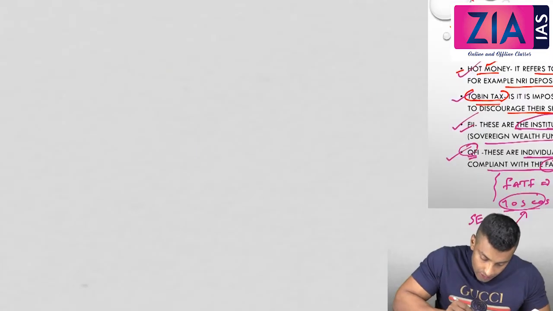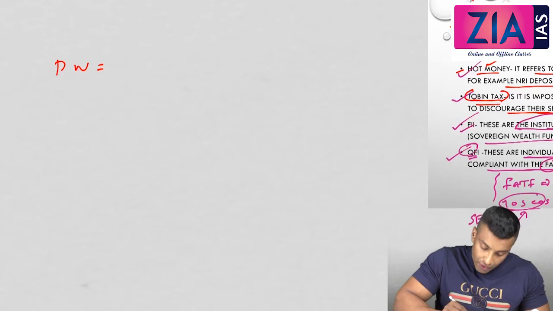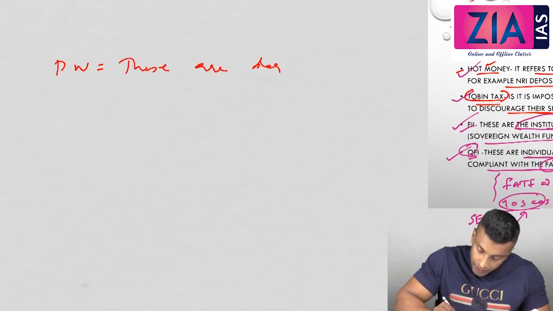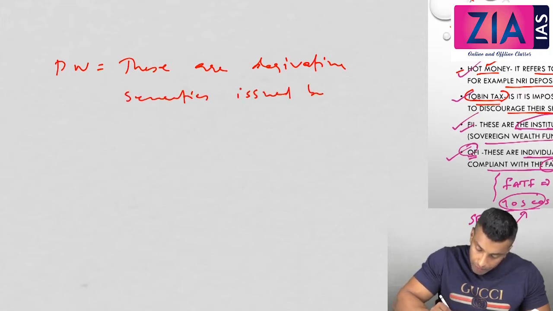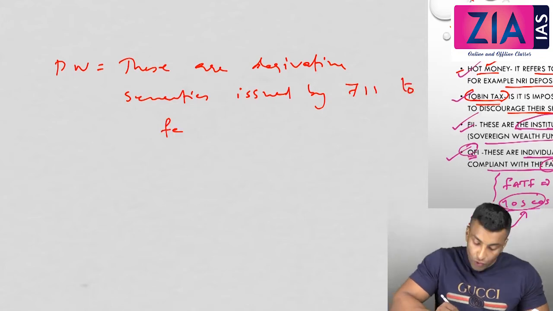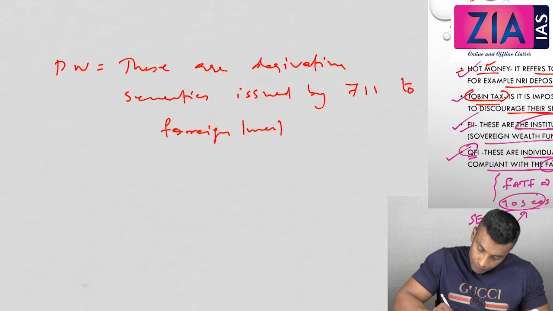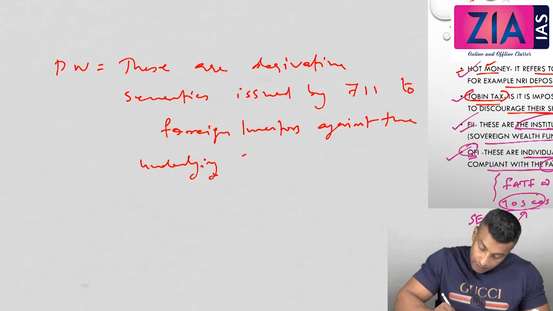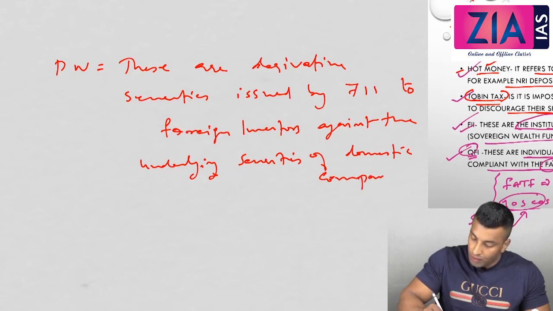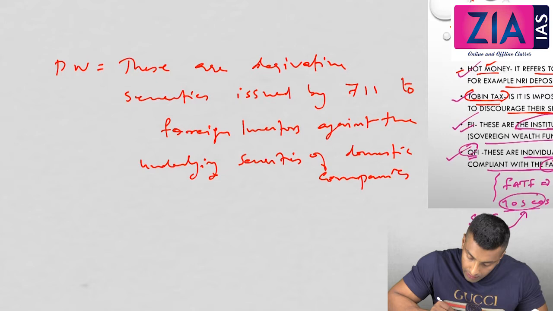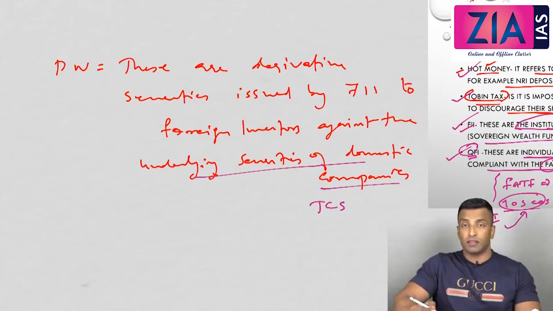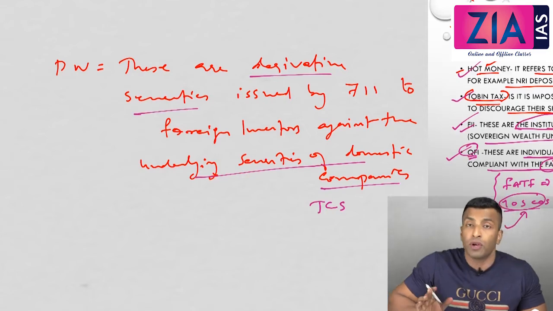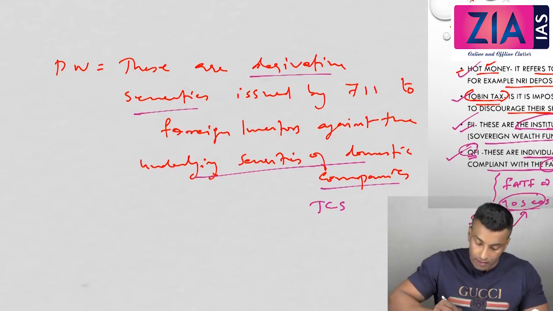Okay, you can take down this definition also. Participatory notes: these are derivative securities issued by FIIs to foreign investors against the underlying securities of domestic companies. So what is the security that they have? That is the underlying security of the domestic company. Here we are talking about TCS, the share of TCS. Now it is known as derivative security. I hope you understood the reason. Derivative security means it is issued against a security, that is, against the share.